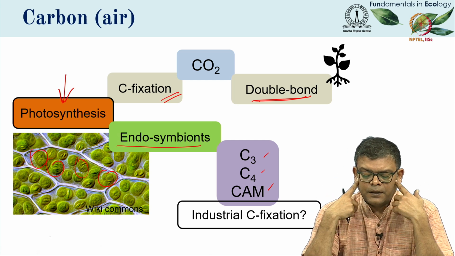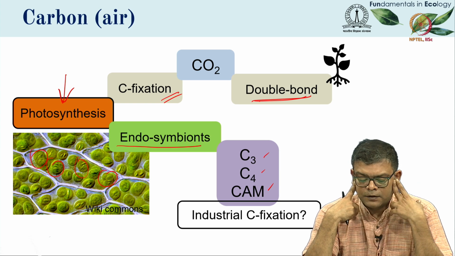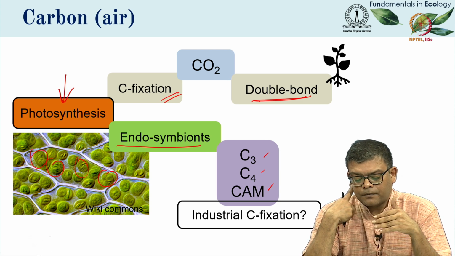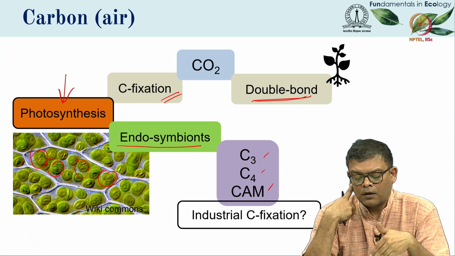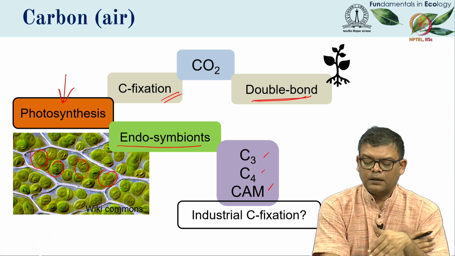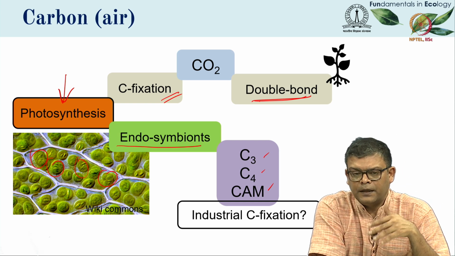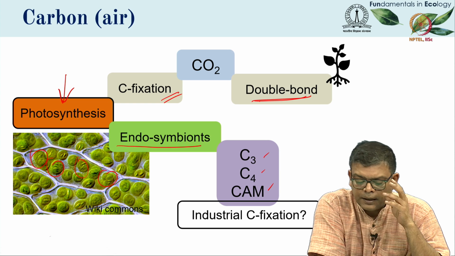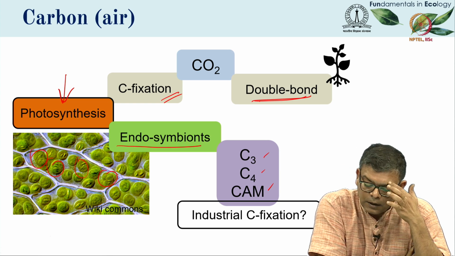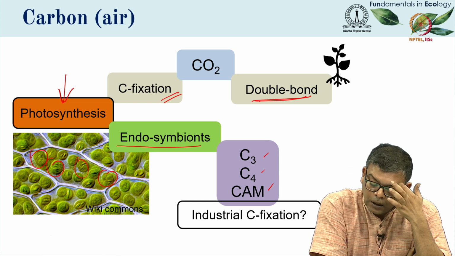There's another variant called the CAM pathway, crassulacean acid metabolism. This is not as common as C3 and C4, and it is found in plants that live in extremely arid, hyperarid conditions where water is an extremely limiting resource.